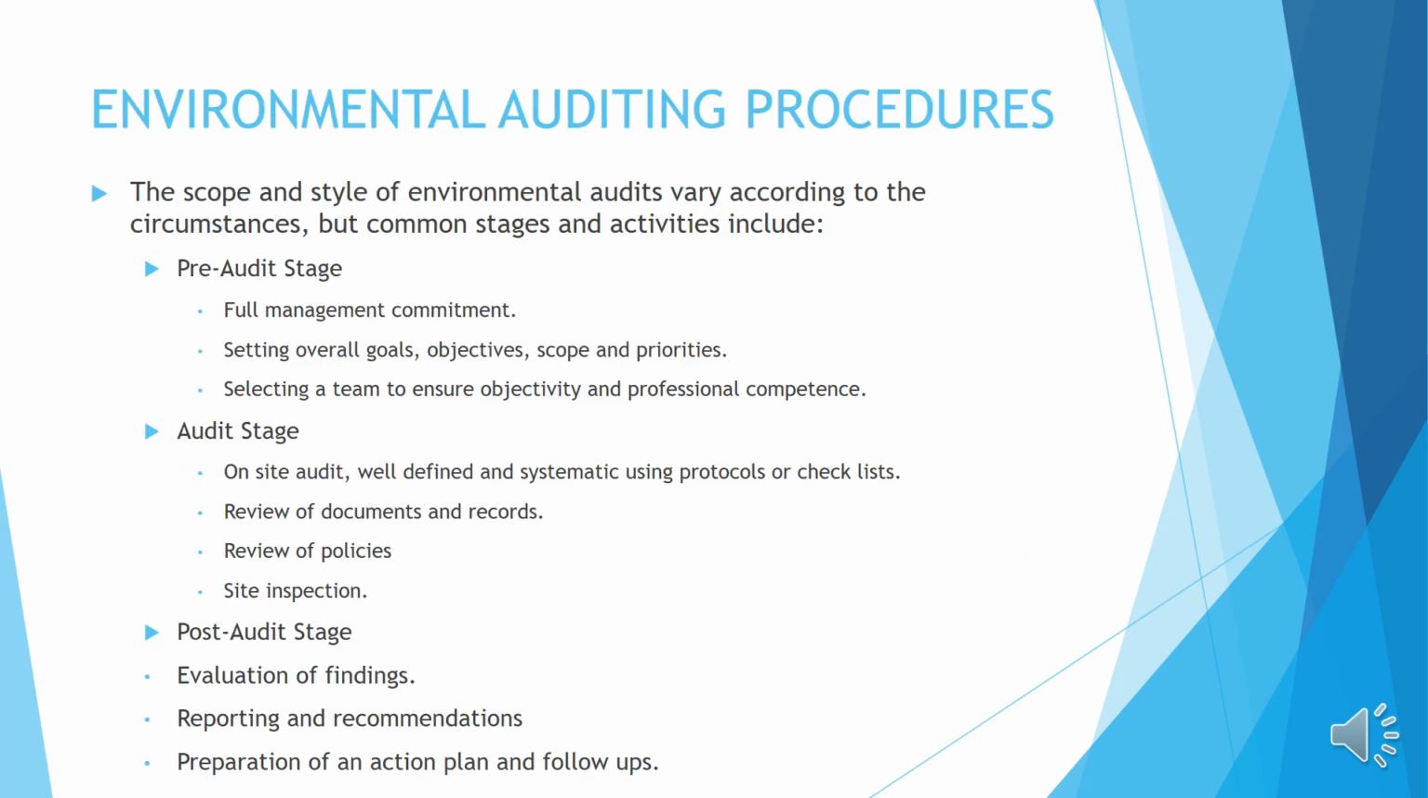Environmental auditing procedures: the scope and style of environmental audits vary according to the circumstances, but common stages and activities include the pre-audit stage: full management commitment, setting overall goals, objectives, scope, and priorities, and selecting a team to ensure objectivity and professional competence.